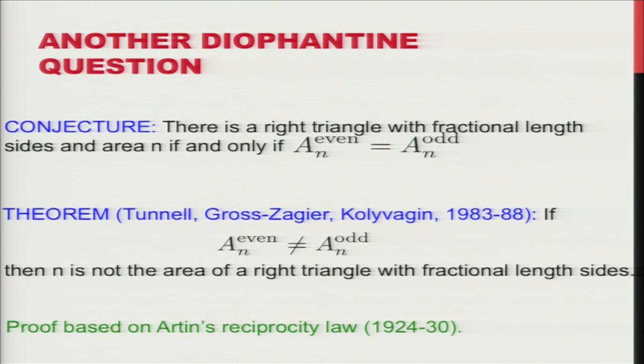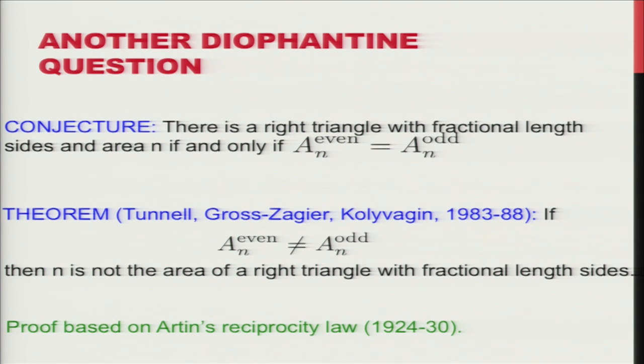And what we believe to be true is that there is a right-angled triangle with fractional side lengths and area n if and only if A_n even is equal to A_n odd. So this is a computable criterion now. Well, we don't know this, but we know half of it. We know if A_n even and A_n odd are different, there's no such triangle. This was proved by Jerry Tunnell, Dick Gross, Don Zagier, and Victor Kolyvagin in the 1980s.